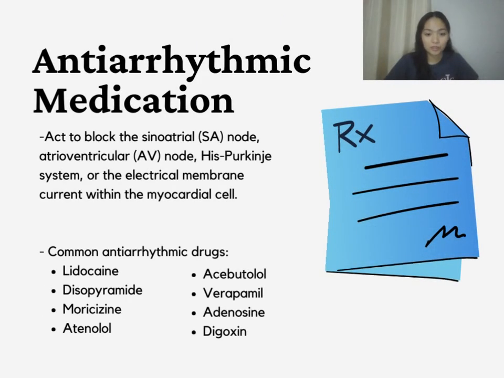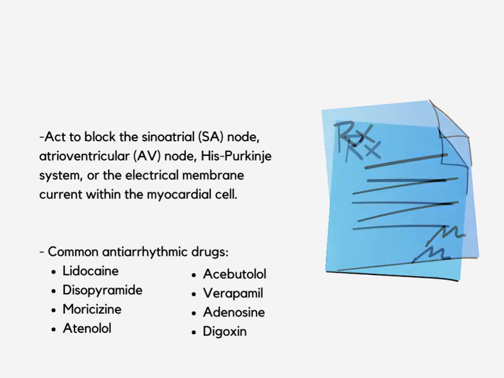Antiarrhythmic drugs differ among themselves, but as a group, they block the sinoatrial node, atrioventricular node, and His-Purkinje system, or the electrical membrane current within the myocardial cell. They block electrolyte channels such as sodium, potassium, and calcium. Additionally, they also block beta receptors in the myocardium, which is the muscular wall of the heart. Examples of antiarrhythmic drugs are lidocaine, disopyramide, moricizine, atenolol, acebutolol, verapamil, adenosine, and digoxin.